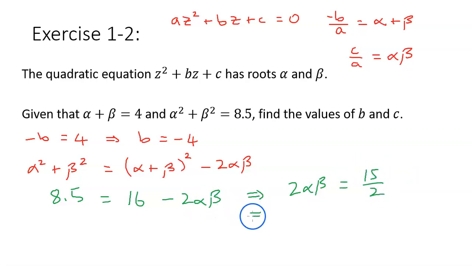And so that means that alpha beta is equal to 15 over 4, and that is equal to c divided by a, and a is 1 in this case, so c is equal to 15 over 4. And then we're done.